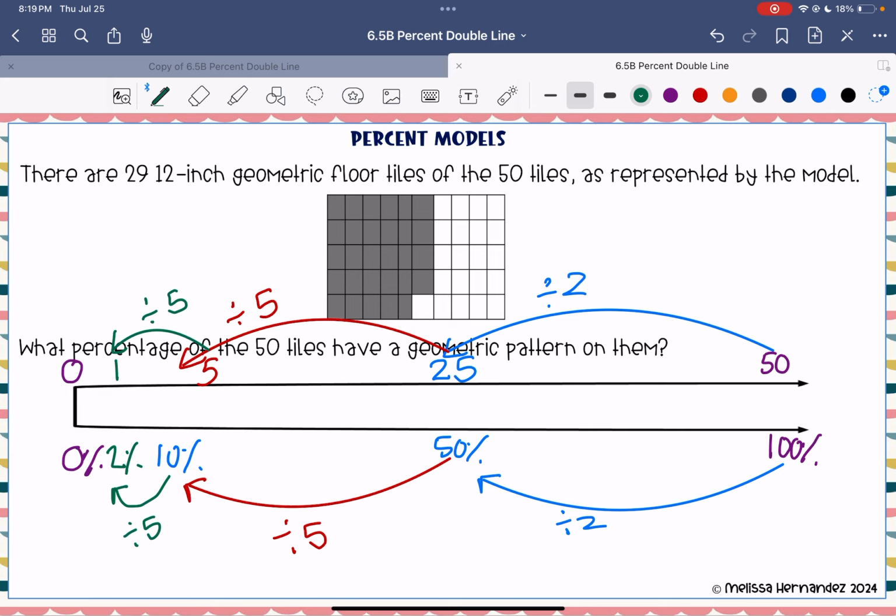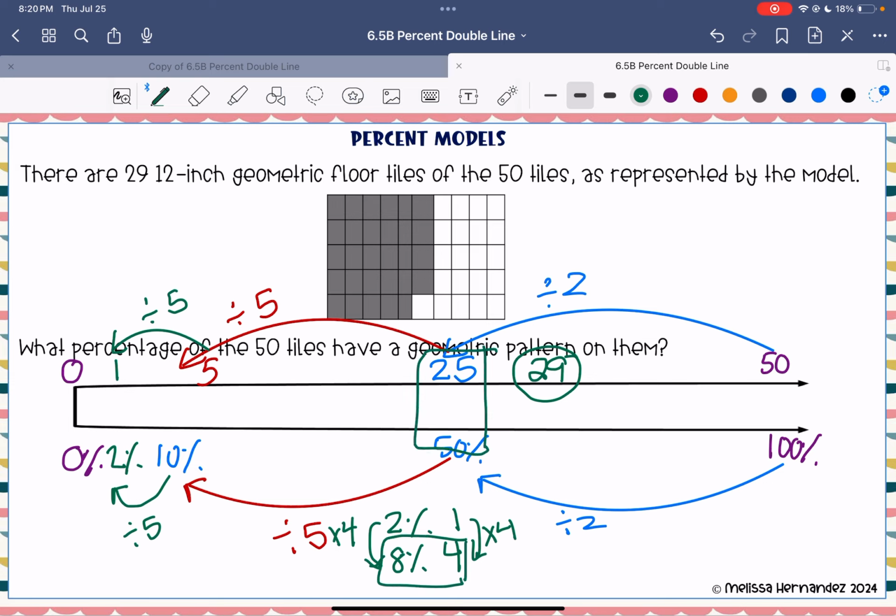Okay, so that kind of helps, if 2% represents 1. And I need to get 4 because remember I'm trying to get to 29. I'm at 25. So I need 4 more. That means 8% is 4. 50% is 25. So you add those up, that gives me 58%.